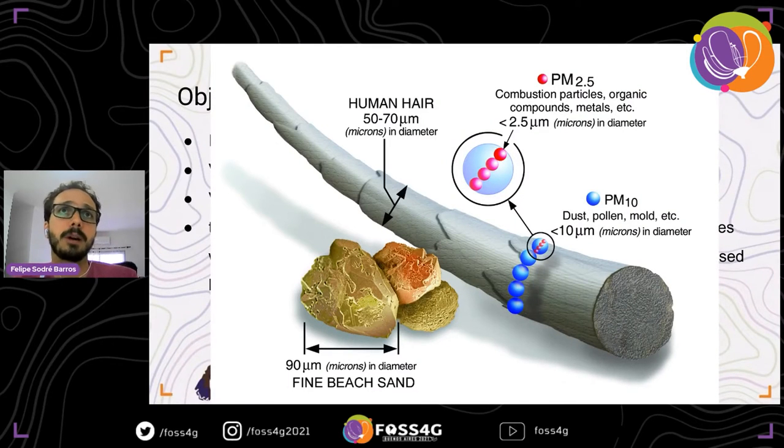So a little bit about the particulate matter. This is a hair, so you can have a sense of the size. This is fine beach sand, and we have particulate matter smaller than 10 microns in diameter, and particulate matter smaller than 2.5 microns in diameter. This is the one we were working with because it is well known as a problem for the respiratory system.